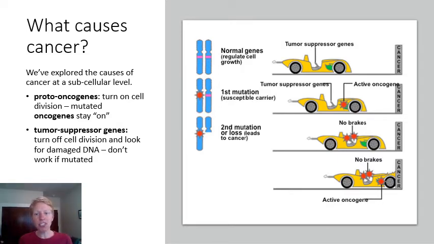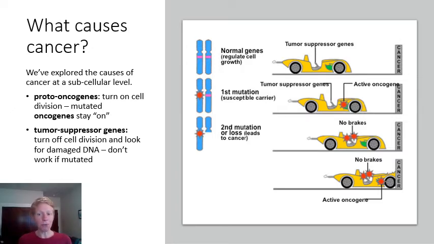So there are a couple genes that are associated with cancer risk or a higher cancer risk. So normally we have what we call proto-oncogenes. These are genes that turn on cellular division. So when our cells do need to replace themselves or we're growing, those proto-oncogenes will be activated so that the cell reproduces. Now, when those proto-oncogenes are mutated, we call them oncogenes, and they're stuck in the on position.